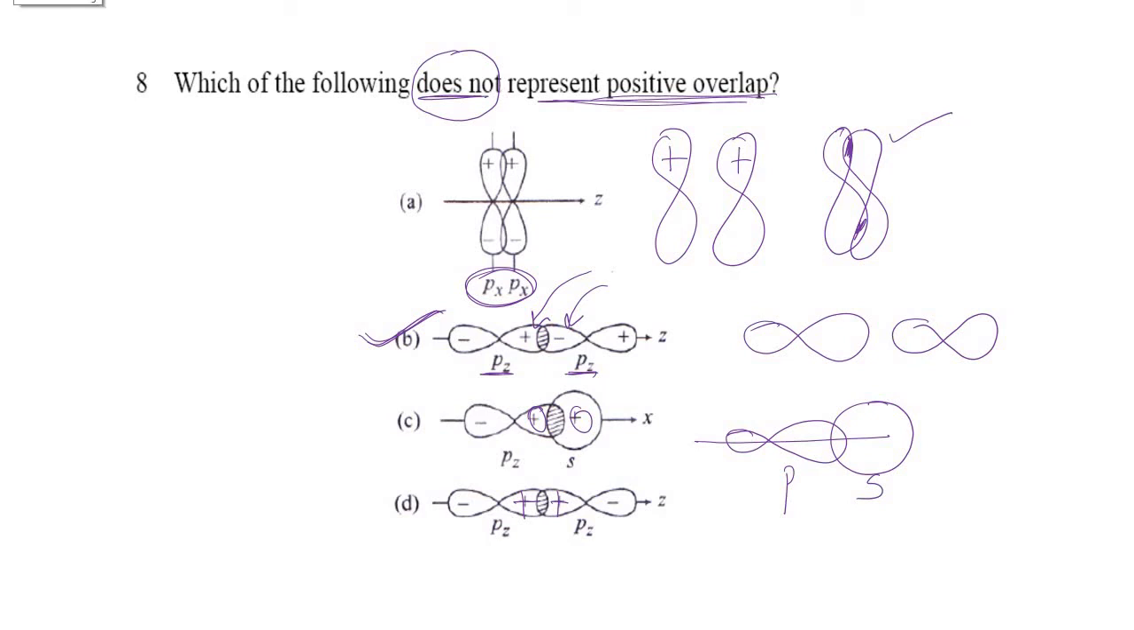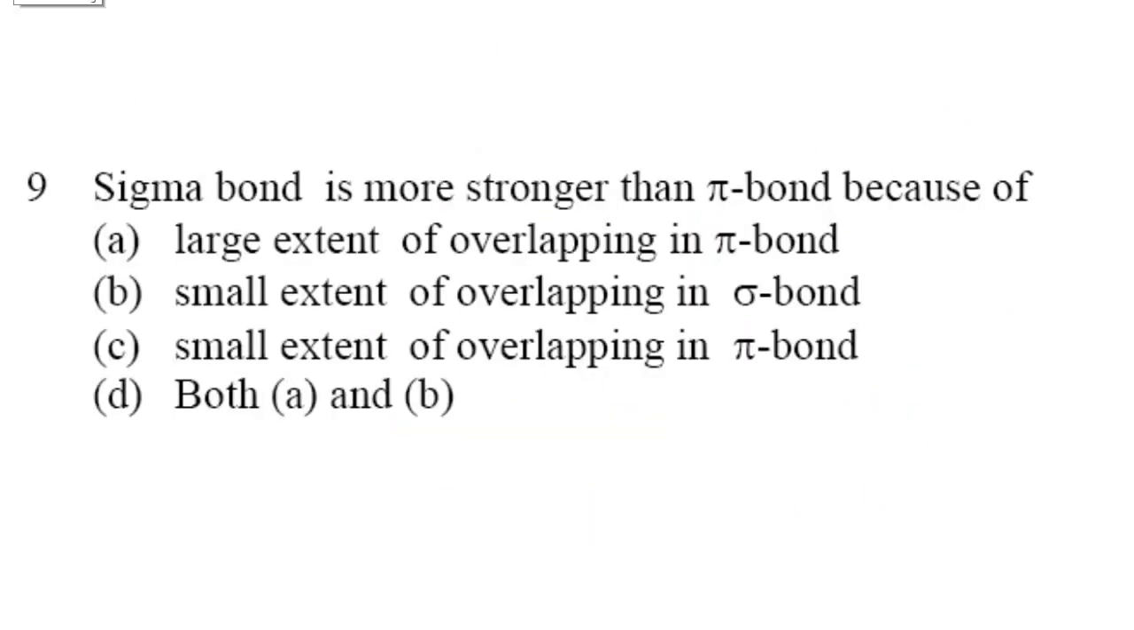And now we'll move to the next question, question number 9. Sigma bond is stronger than pi bond. Absolutely, it is correct, because sigma bond is always stronger when compared with a pi bond. The reason is, in case of sigma bond, a head-on overlap is possible, and in case of pi bond, a lateral overlap is possible.